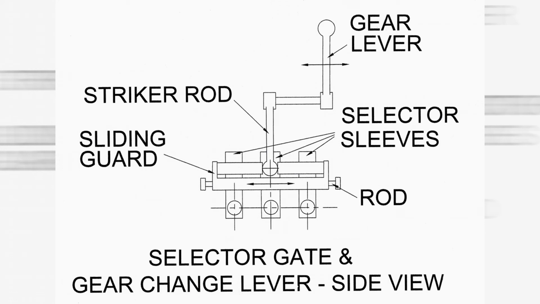As shown in the diagram, the striker rod is located in the middle. In this position, it can operate the middle rod. Through a horizontal connecting rod, striker rod is joined with gear lever. By pushing the gear lever, the striker rod can be made to move forward or backwards. The lower end of striker rod is accommodated between the rods, which is one part of guard.